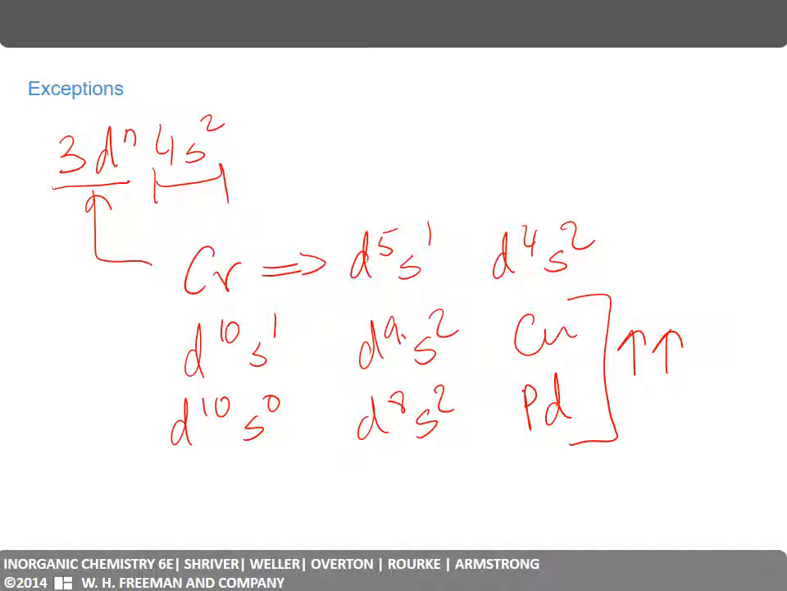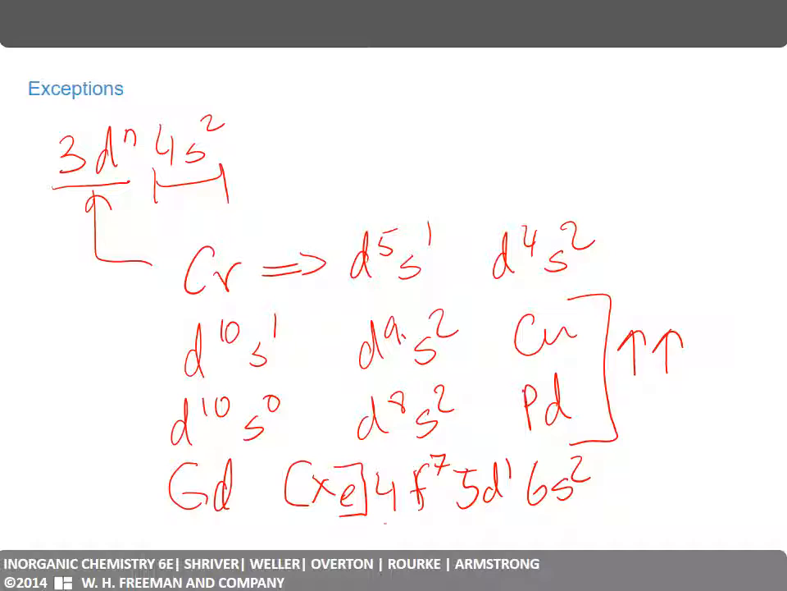So for gadolinium, for example, the ground state would be the xenon base, then 4f7, 5d1, and 6s2, right? And not 4f8 and 6s2. We would rather fill the d orbital rather than complete the f orbital. Exceptions.